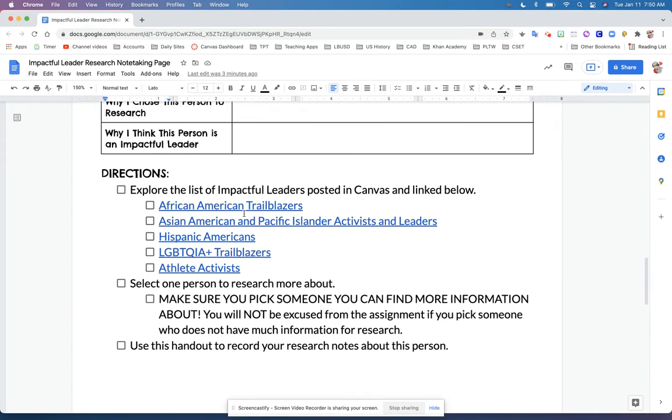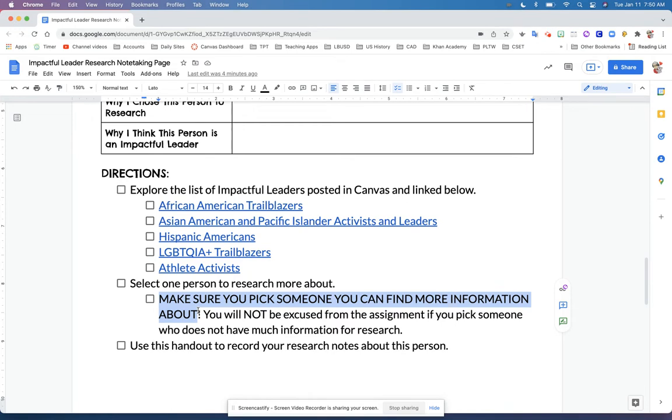Now, what I suggest is that you select that one person and then, before you start filling out any information on this form, you see if there's actually more information to be found about this person, because I want you to take note of what it says right here. It says, make sure you pick someone you can find more information about, okay? You will not be excused from the assignment or any section of the assignment if you pick someone who does not have much information for research.